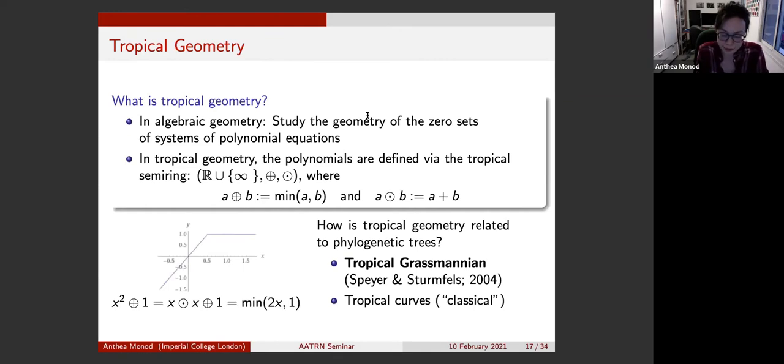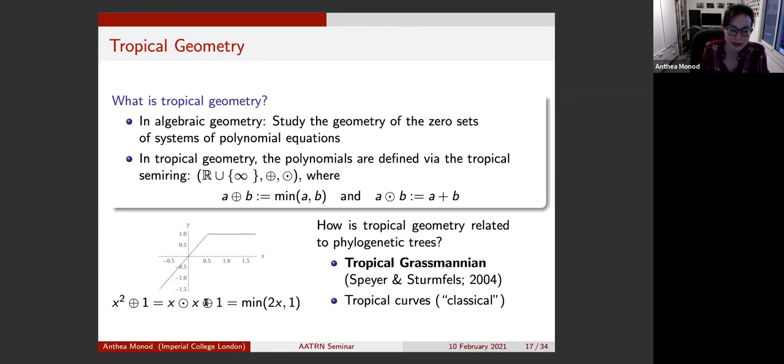So in algebraic geometry, the main motivation is to study the geometry of zero sets of systems of polynomial equations. The polynomials in tropical geometry are defined by the tropical semiring, where you have the operation of addition given by the min of two elements, and the product of two elements given by their usual sum.